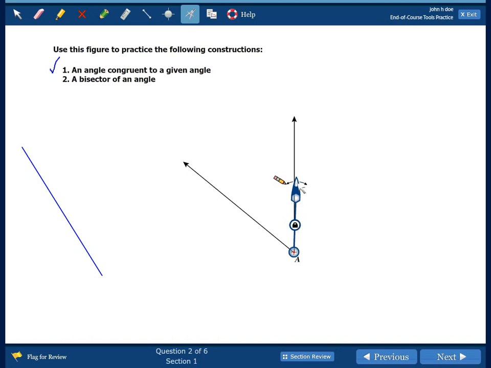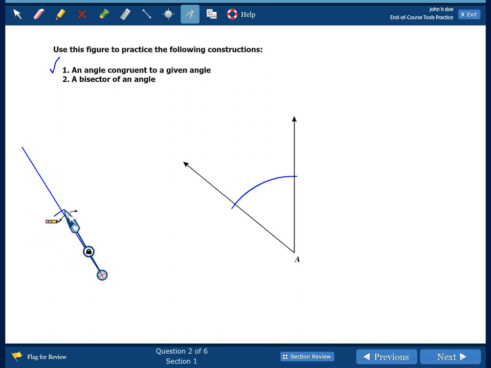So I'm going to lock the compass. It's very important that you lock it. And I'm going to make sure it goes through both sides of the angle. Then I'm going to move it over and do the exact same thing to the other side.